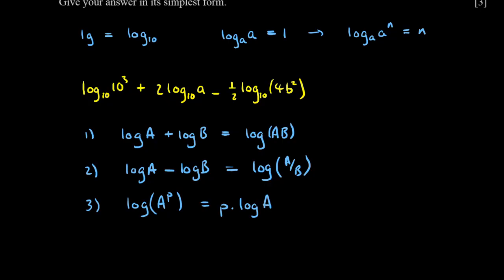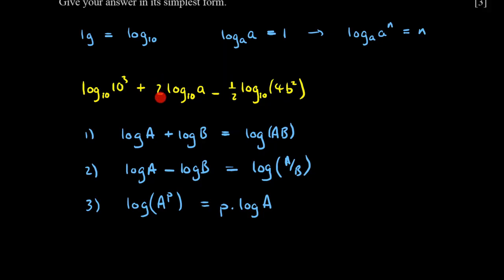Now the key thing to understand about rules 1 and 2 is they only work if there's no coefficient before these logs. So we can't have, for example, 2 log A plus log B. They just need to be logarithms with no numbers before them. So what we need to do is deal with that 2 here, and deal with this half here. And the way we're going to do that is we're going to use the third log rule here.